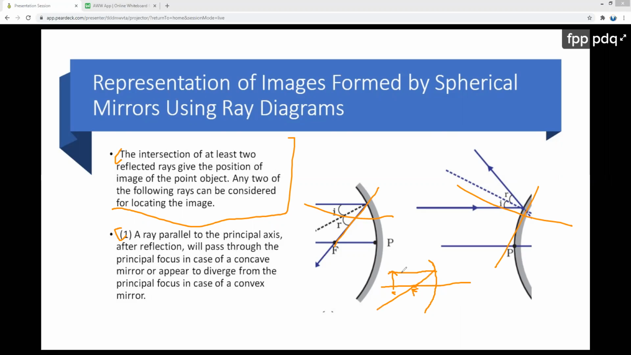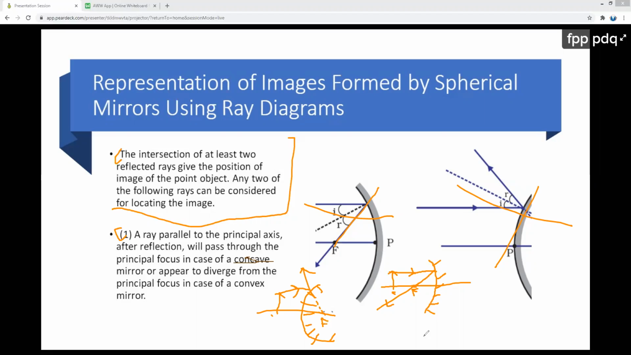Okay, a ray parallel to the principal axis after reflection will pass through the principal focus in case of a concave mirror, or appear to diverge from the principal focus in case of a convex mirror. That's it. So in case of a concave mirror, this ray of light will go through the principal focus, and in case of a convex mirror, it will diverge.